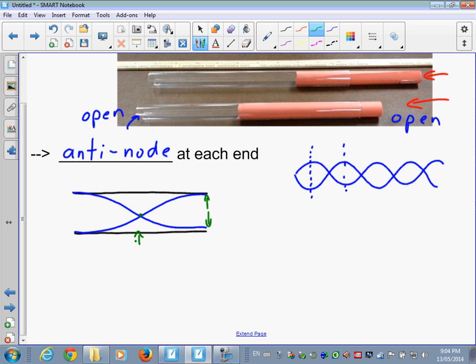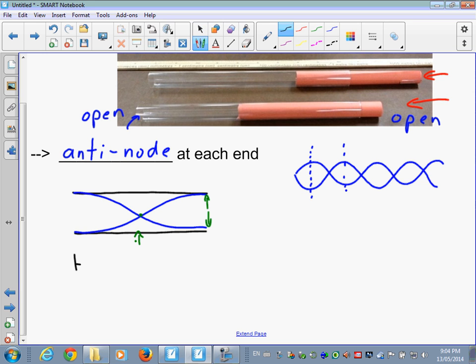So if you want to hear the sound coming from our air column, you need to make sure that there is an antinode at the end of that air column. There will also be an antinode at the other end of the air column, because that's where the sound is being produced from in the first place. So that's the frequency that will produce that right wavelength.